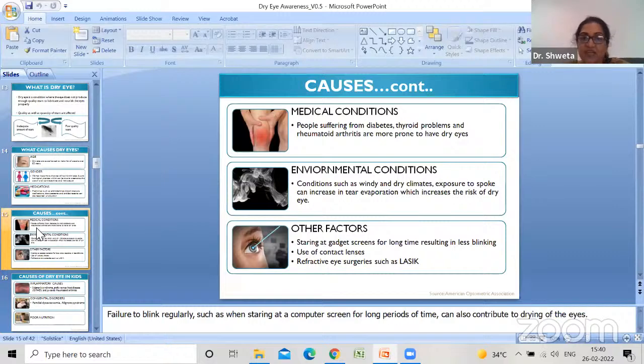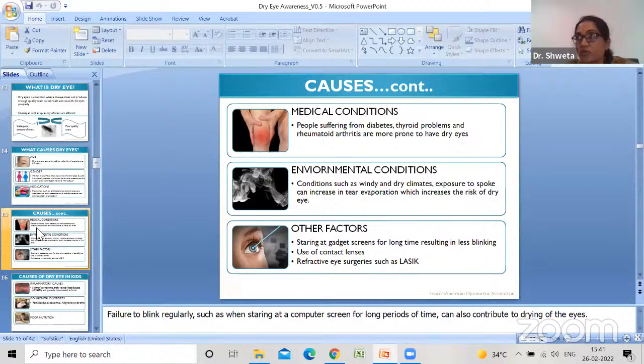Environmental conditions, these are most important and these are the factors which we can control. We cannot control whether we are going to have rheumatoid arthritis or not. If we have, then we will have the dry eye and we have to treat it. But environmental conditions, these are conditions we can definitely control.